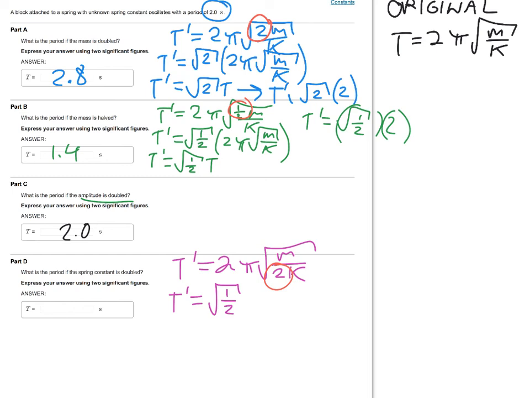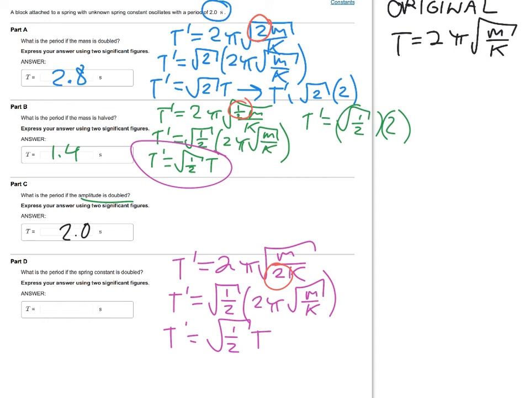So two things about that. We have to leave it under the square root, of course, and since it was on the bottom here, it needs to stay on the bottom. So the square root of 1 over 2 times 2 pi times the square root of m over k. There's our original, so T prime equals the square root of 1 over 2 times T, same as what we had here, which means that T prime is just 1.4 seconds. Cutting the mass in half or doubling the spring constant ultimately has the same effect.